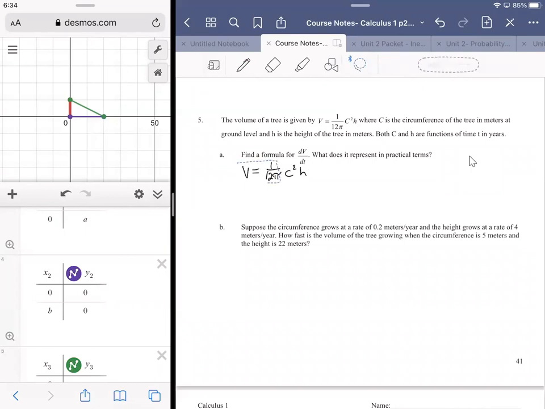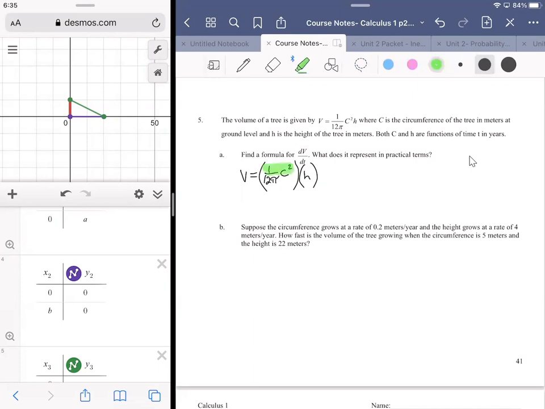Now, as nasty as this might look, it's still a product rule situation. So I'm going to group the 1/2 c squared together and the h all by itself by choice. If I wanted to, I could have grouped the 1/12 pi with the c squared, or I could have just as easily kept the c squared alone and grouped the 1/12 pi with the h. Multiplication is commutative. I could do it in any order I want, and this is the order I choose to do it in.